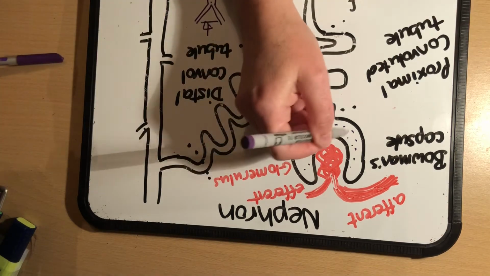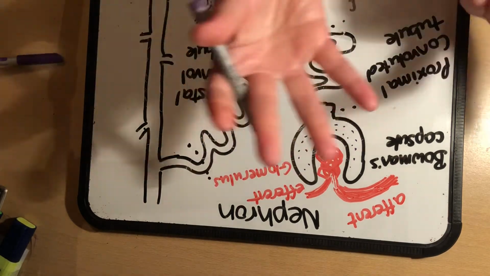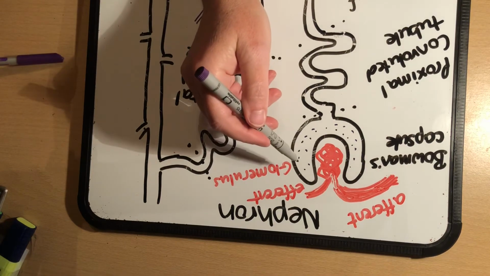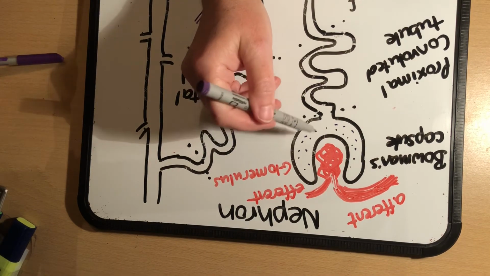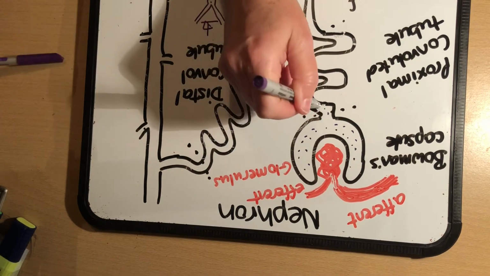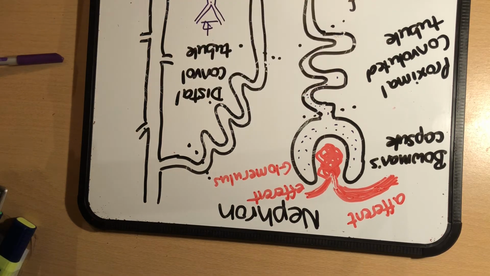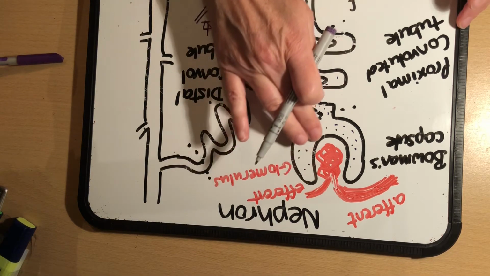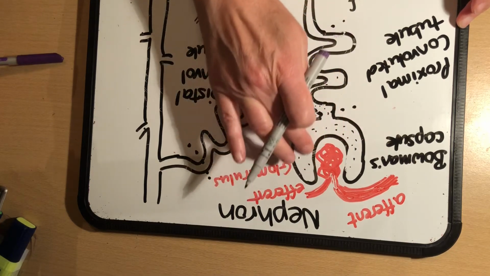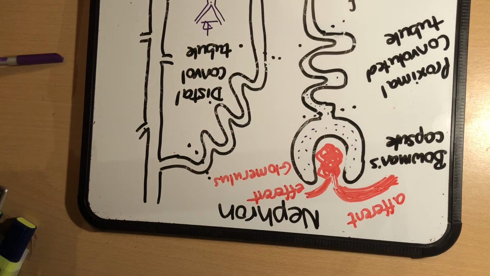Hence, the liquid that manages to get into this cup-shaped structure called the Bowman's capsule is called the capsular filtrate. And so from now on, we talk about this filtrate. I'm not going to draw liquid in there. If you want to do a bit of colouring in, you could.